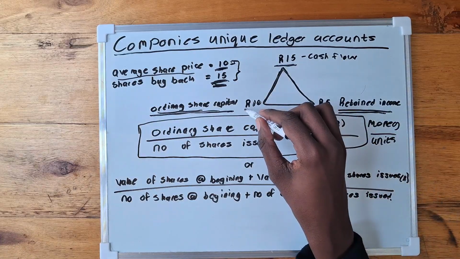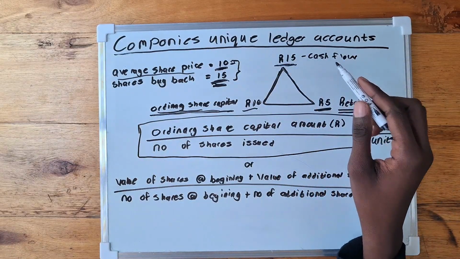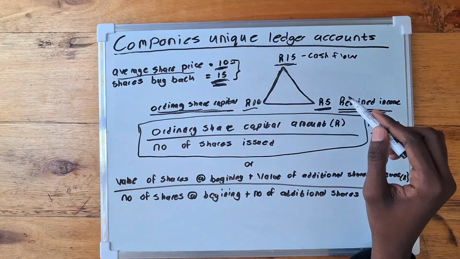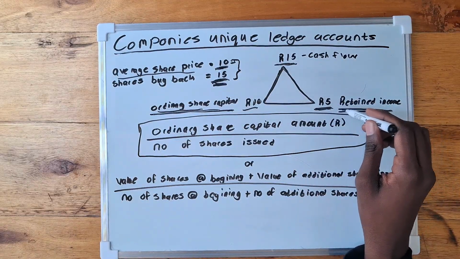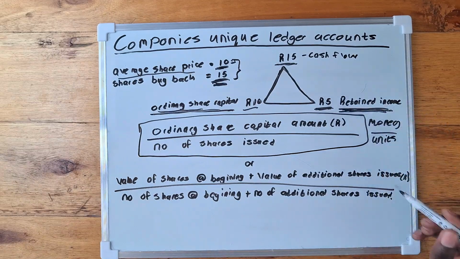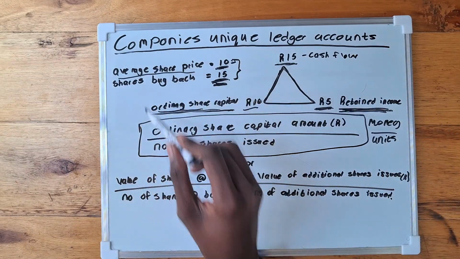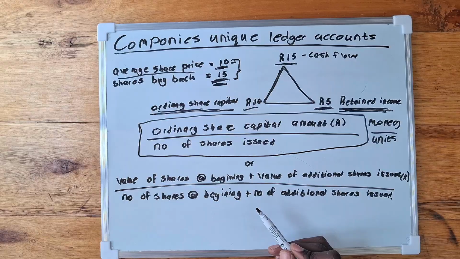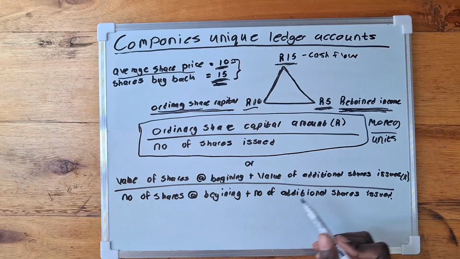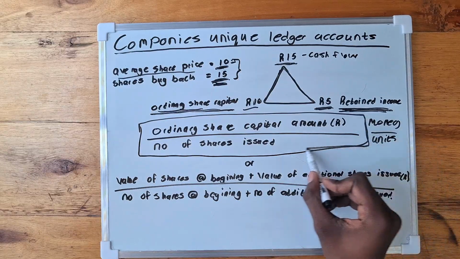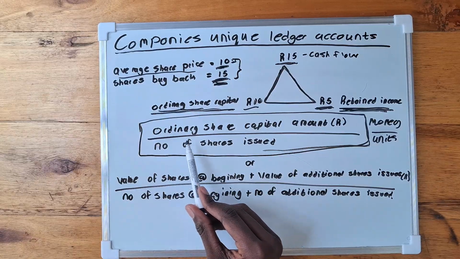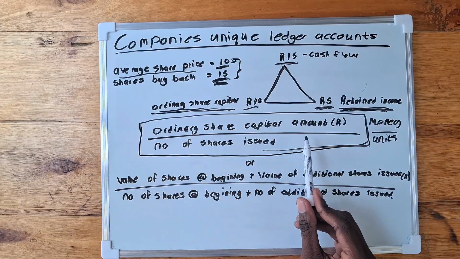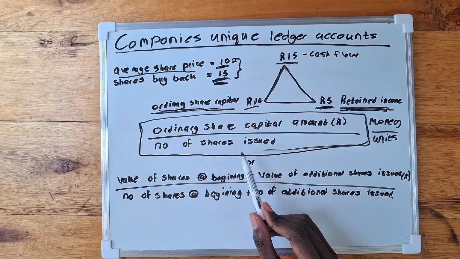So now, since we have 10 rands and we need 15 rands to buy back the shares, we need to take the money from somewhere. So we take our money from the retained income account, right? So now to calculate our average share price, there's two methods to calculate it, right? It is the first one, right, which is the standard formula. So it's just basically the value of the ordinary share capital amount over the number of shares issued.